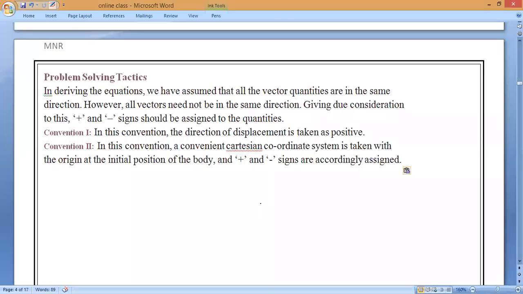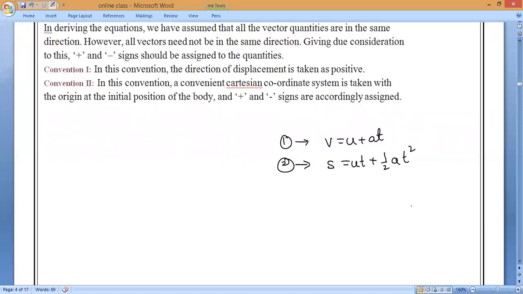Yes. In the last class, I talked about the derivation of the four equations of motion. The first equation of motion, what do we call it? v equals u plus at. The second equation, what is that, guys? s equals ut plus half at square. And the third equation? Third one, everybody. 2as is equal to v square minus u square.